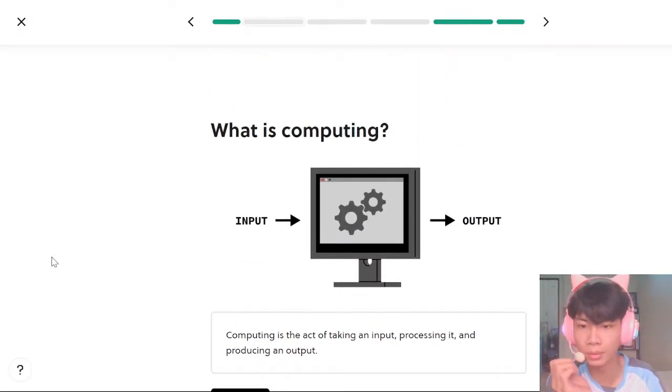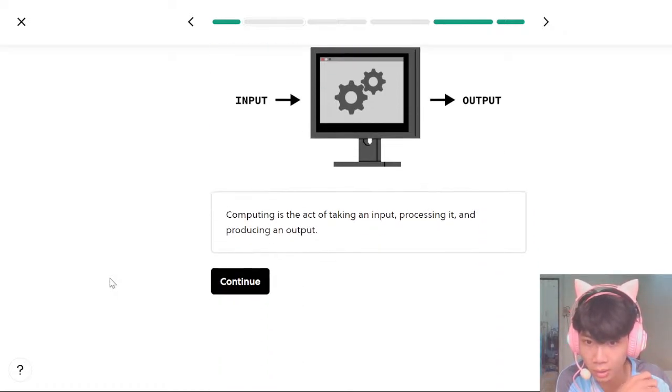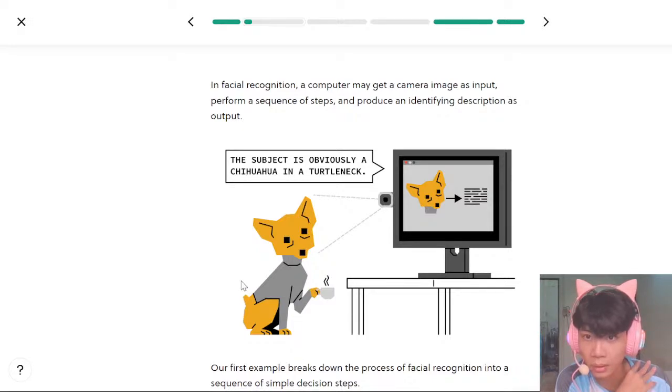What is computing? Input, output. Computing is the act of taking an input, processing it, and producing an output. In facial recognition, a computer may get a camera image as input, perform a sequence of steps, and produce an identifying description as output.